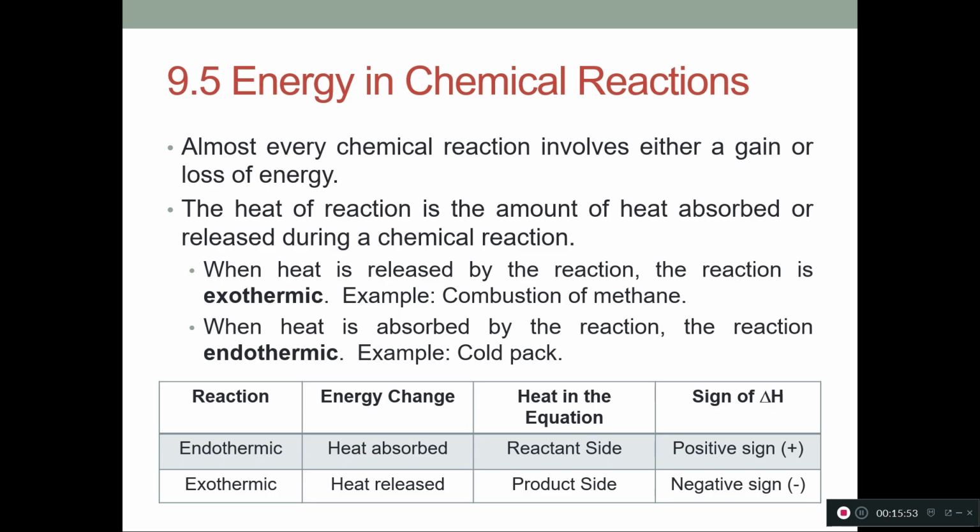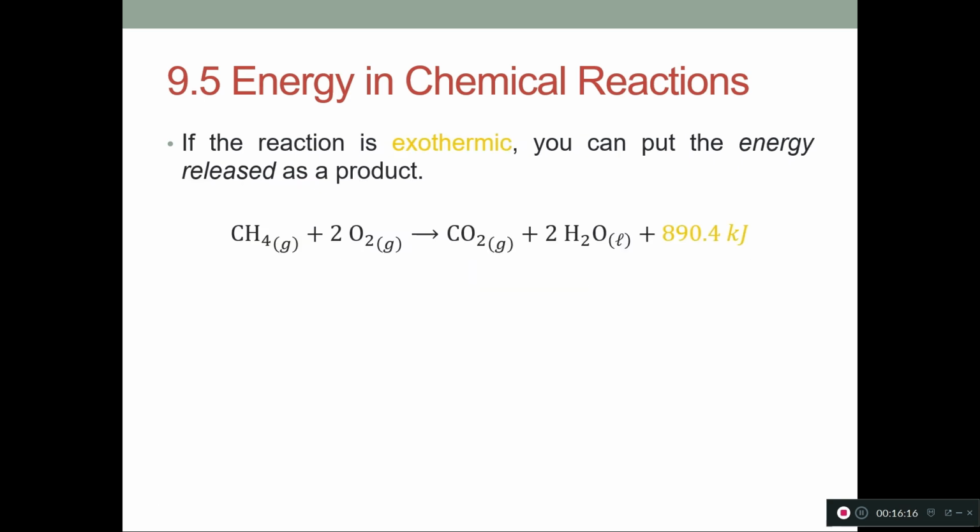Where if we have an endothermic reaction, the sign of the heat, the delta H or Q, either of those will work in a class like this, the sign is positive. If it's exothermic, then the sign is negative. But what we see is that we can also use the heat like it is a reactant or product in our reaction. So if it's endothermic, we put it on the reactant side, exothermic on the product side.